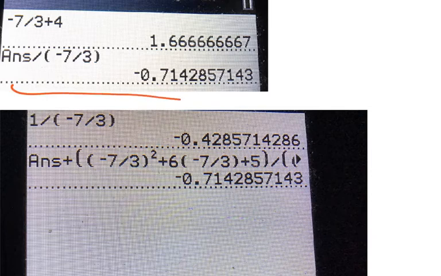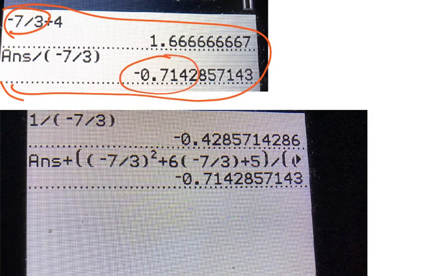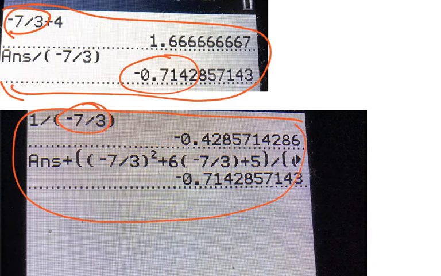So as you can see, this is the left side. I plugged in my negative 7/3. I got negative 0.714 and so on. This right here is the right side where I plugged in my negative 7/3, as you can see. And I got exactly the same answer, didn't I? It works. It's not extraneous.